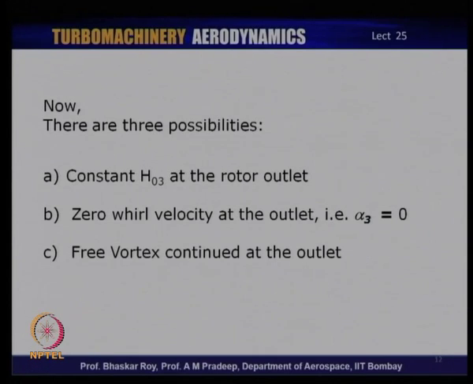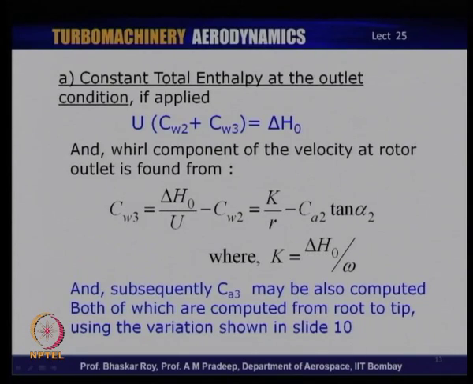So, it is possible to look at now what would be the flow at the rotor outlet from 3 different possibilities. Okay. So, let us look at the 3 possibilities. If you have constant total enthalpy at the outlet, u times (C W 2 plus C W 3) is equal to delta H 0, that is the work done through the turbines or work being created by the turbine through the hot gas passing, and the whirl component of the velocity at the rotor outlet is indeed found from C W 3 is equal to delta H 0 by u minus C W 2.